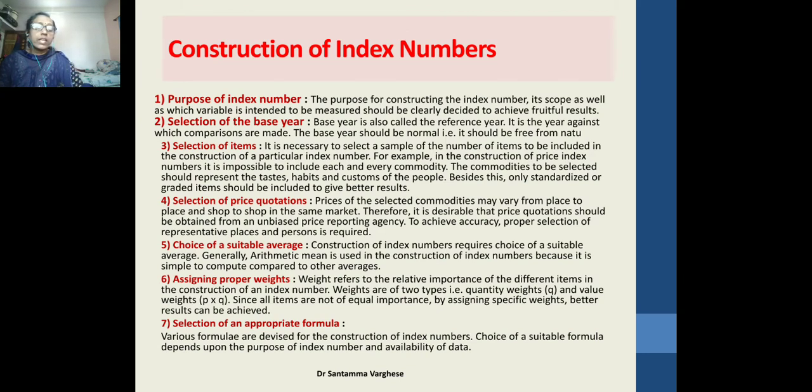Next, it is assigning proper weights. Weights refers to the relative importance of different items in the construction of index number. Weights are of two types, that is quantity weight and value weights. Quantity weights means the weight of the quantity itself. Value weights means the price and the quantity. Price into quantity, that is value weight. Since all items are not equal importance, by assigning specific weights, better results can be achieved.